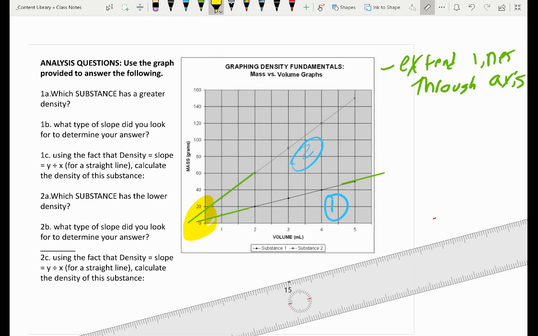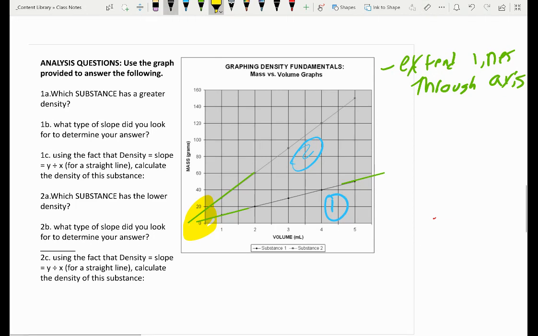All right. So let's take a look then at number 1. 1A. Which of those substances has a greater density? Number 2. Good. Number 2, right? Why do you say that, Braden? Because it has a higher density and it's at the top of the line. Right, it has a larger slope. That's all. It's a larger slope, so that means it has a larger density. Okay?